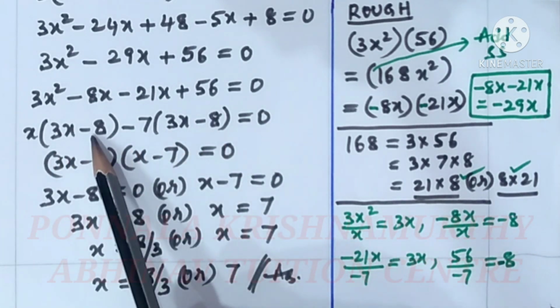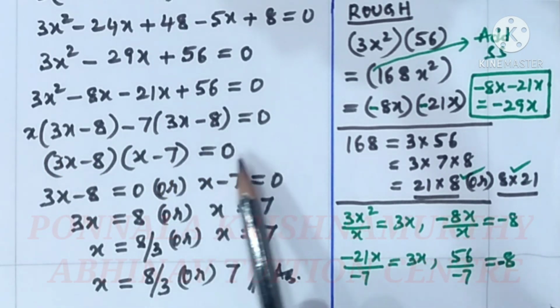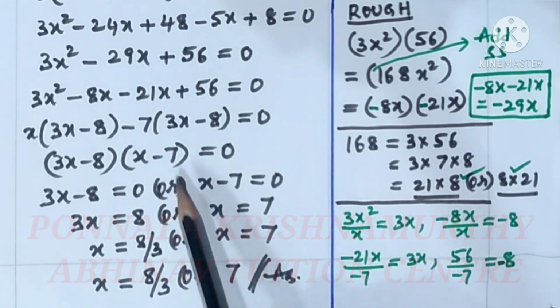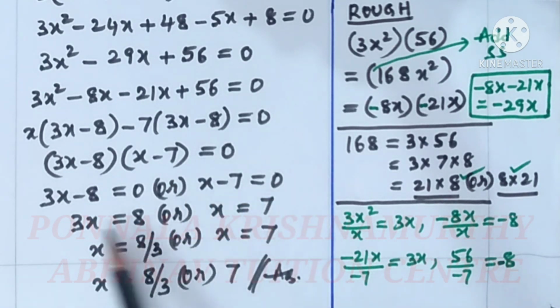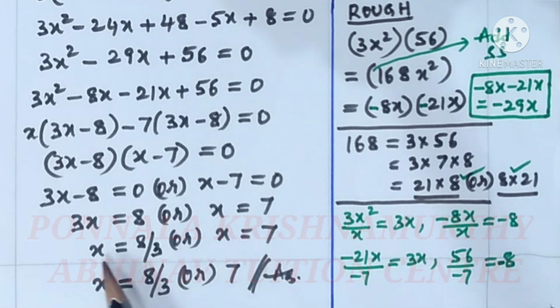From these two, 3x minus 8 is common. And x minus 7 remains here, equal to 0. Either 3x minus 8 equal to 0 or x minus 7 equal to 0. 3x is equal to minus 8 becomes plus 8 after coming to the right hand side, and similarly x is equal to 7. X is equal to 8 by 3 or x is equal to 7. The answers are x is equal to 8 by 3 or 7.